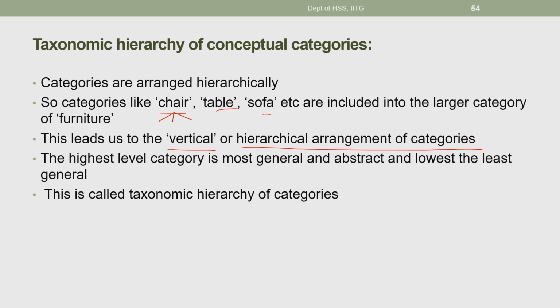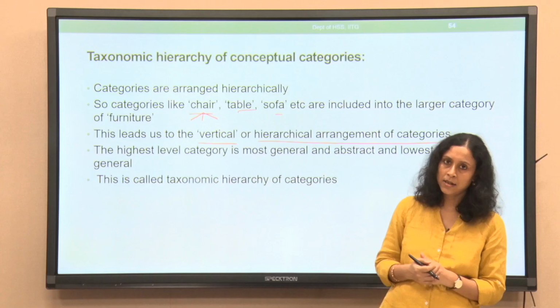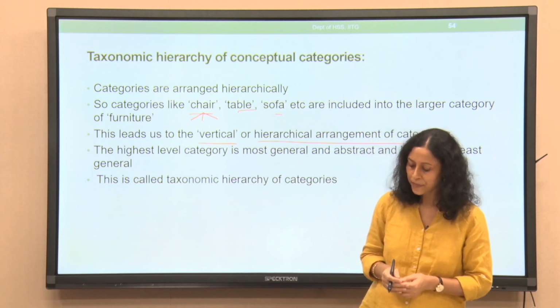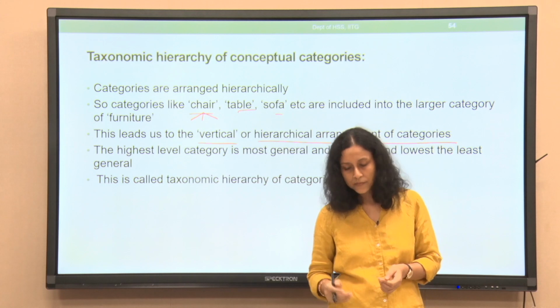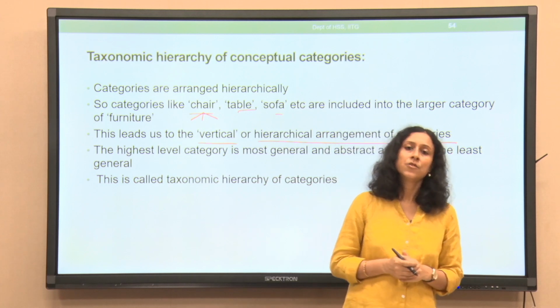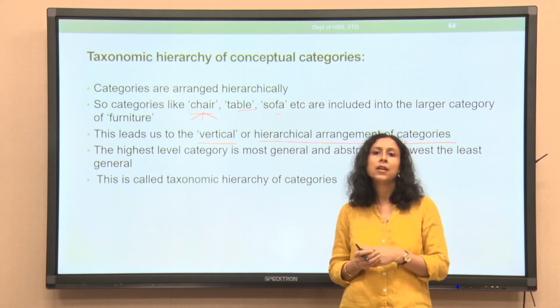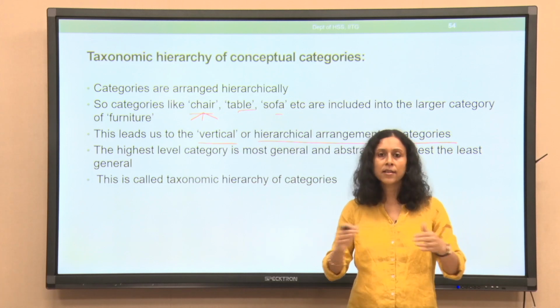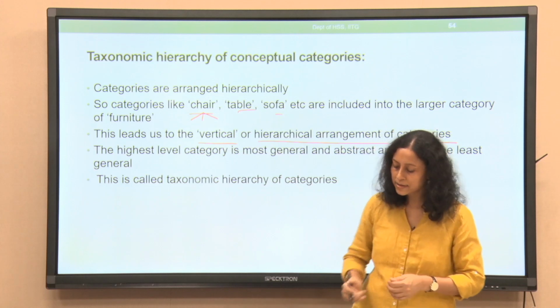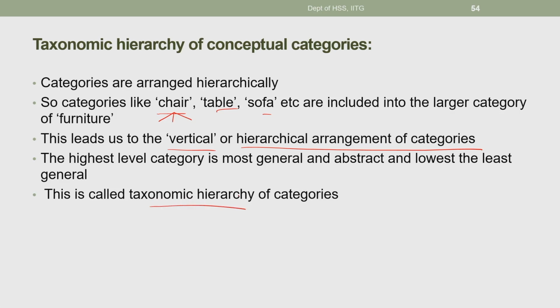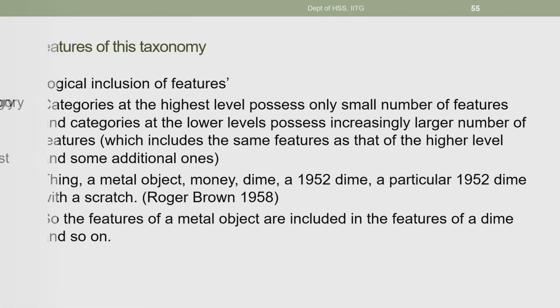Naturally, the highest level of any categorical organization is the most general, at the top, and the most specific at the bottom. For example, if you talk about vehicles, or let us say the plant world or the animal world, you will have the animal world and then various kinds of animals and so on. So, the highest level is the most general and the lowest level is the most specific. This is called the taxonomic hierarchy. Now, there is something very interesting about taxonomic hierarchy: there is a logical inclusion of features.